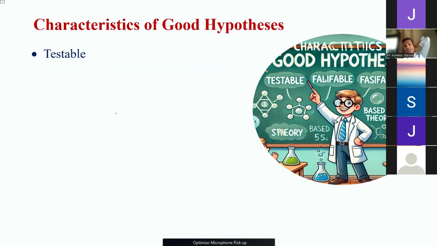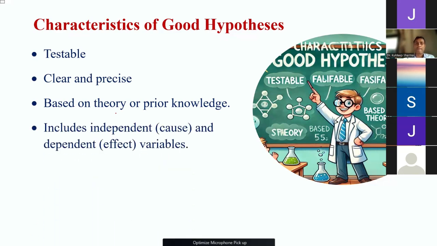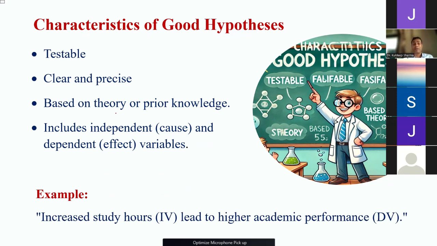Characteristics of a good hypothesis: it should be testable, clear, and precise, based on the theory or prior knowledge. So you cannot set a hypothesis without a relevant or supporting theory. It includes independent and dependent variables. As I said, independent and dependent variables, we used to call them cause and effect variables. Example, increased study hours, that is the independent variable, lead to higher academic performance. This is called a directional hypothesis.